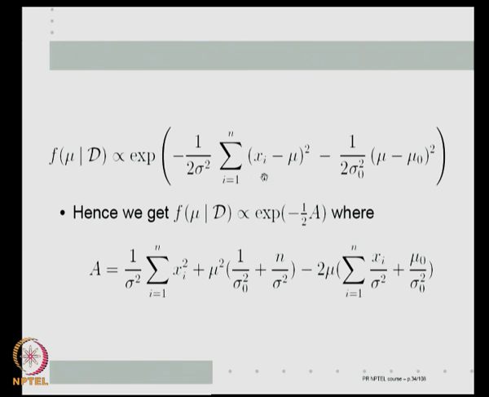What are the leftover terms? Minus 2 mu terms. Minus 2 mu here has coefficient summation xi by sigma square. The half has already been taken care of here, right. We are only looking at A. So, the 2 mu term from here I will get summation xi by sigma square. The 2 mu term here will give me mu 0 by sigma 0 square, that is the 2 mu term. So, finally, the posterior density is proportional to exponential minus half A, where A is a quadratic in mu given by this.